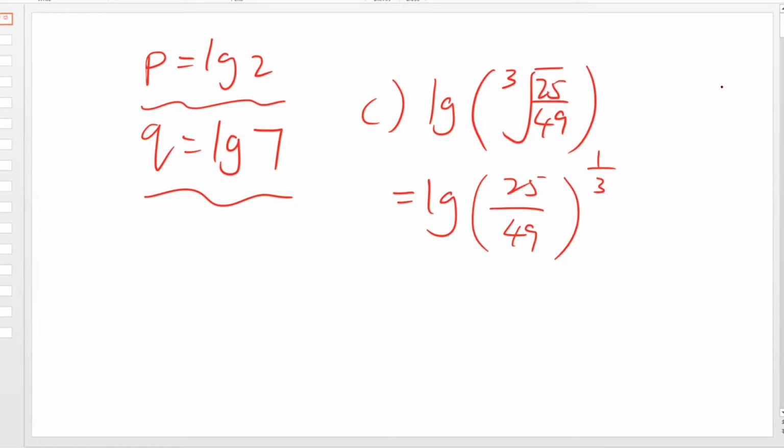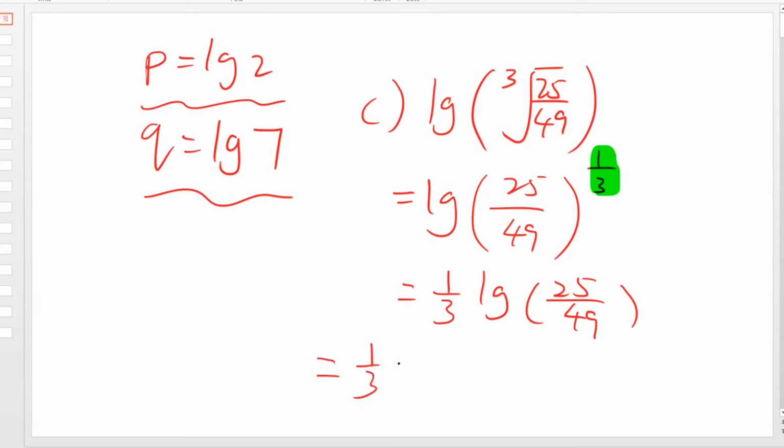So what you need to do is change it to this form. Once you change it to this form, it's quite simple already. You can bring down the 1/3 to the coefficient position, and then of course you have the division rule. So what you can do is this: it goes 1/3 times log 25 minus log 49. Am I right? Then continue from here.